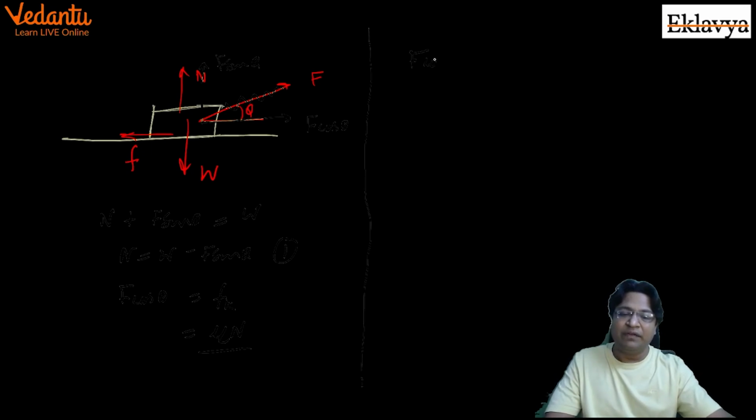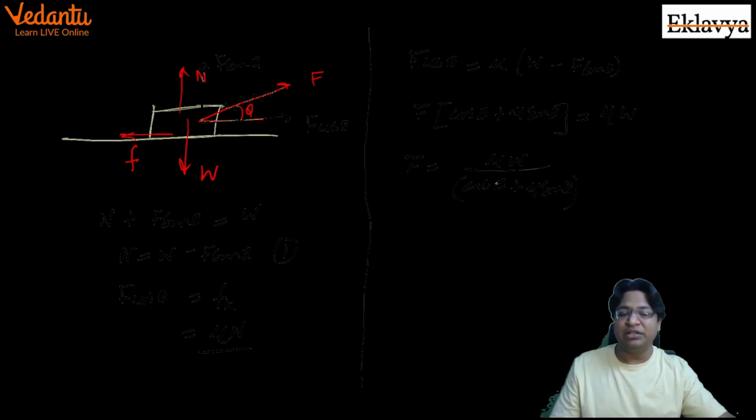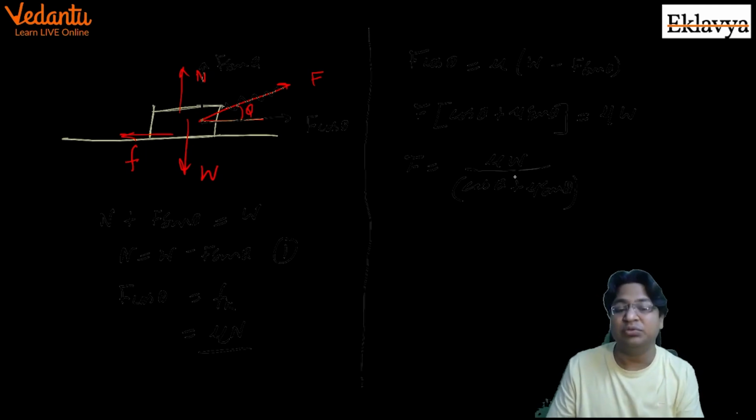So you will write F cos theta equals mu times N, and N can be taken from equation number 1, so that will become W minus F sin theta. Then you have to rearrange this, and you will get F times (cos theta plus mu sin theta) equals mu W. From here you get F as mu W upon (cos theta plus mu sin theta). What we understand here is that if we are applying a force at angle theta, then this is the minimum force that we need to move the block.